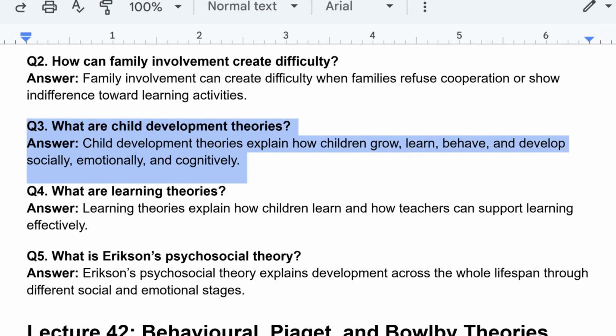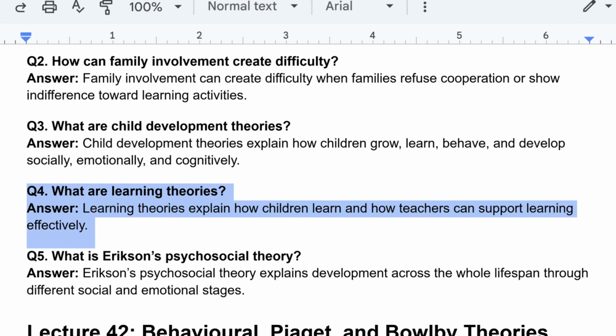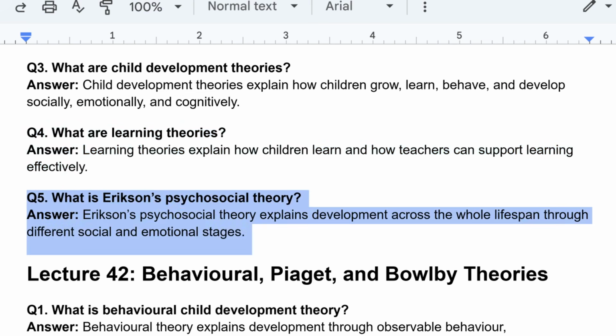What are learning theories? Learning theories explain how children learn and how teachers can support learning effectively. What is Erikson's psychosocial theory? Erikson's psychosocial theory explains development across the whole lifespan through different social and emotional stages.